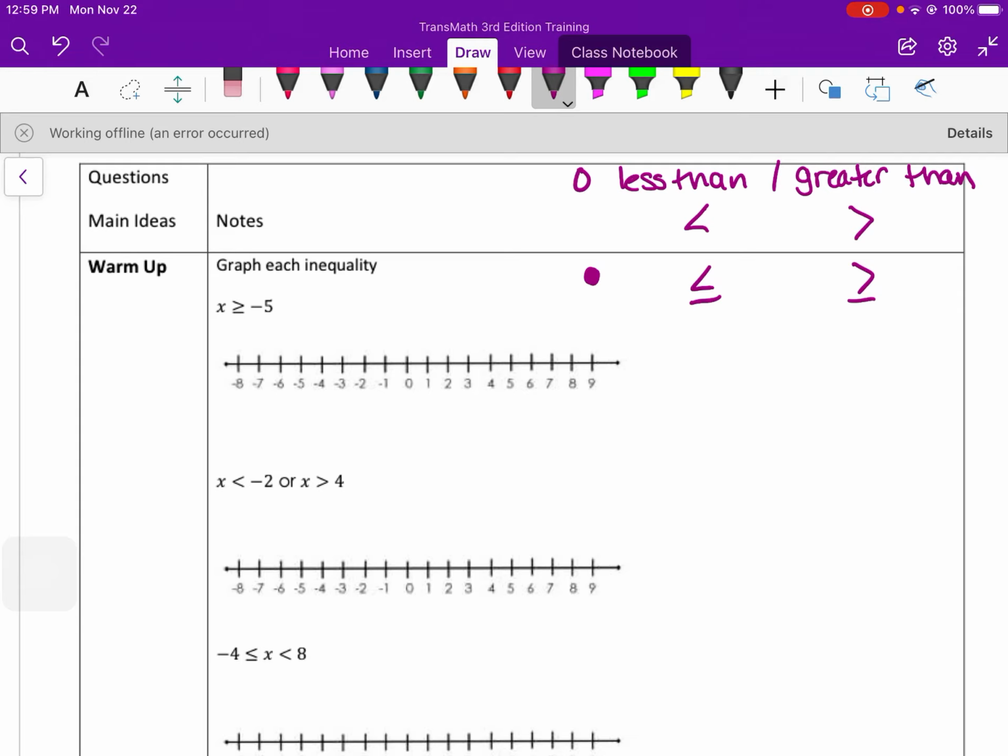So the first example says that x is greater than or equal to -5. Since it's equal to, we're going to have a closed circle. And then the numbers that are true for x being greater than or equal to -5 fall to the right of -5. So we're going to graph our inequality to the right.